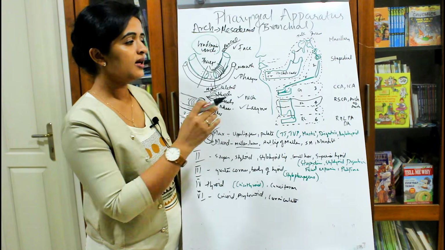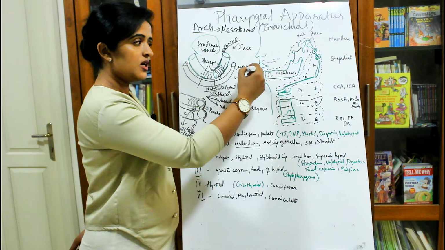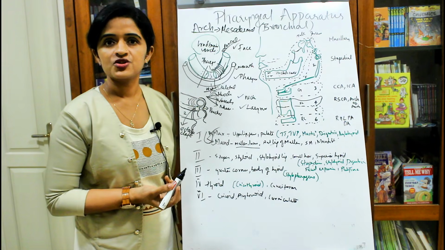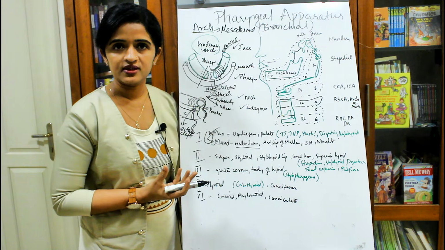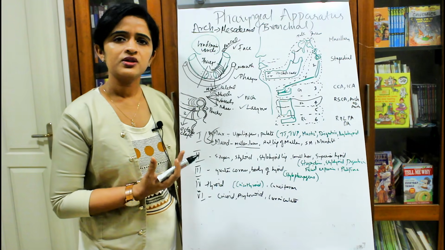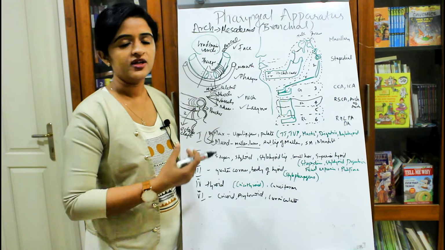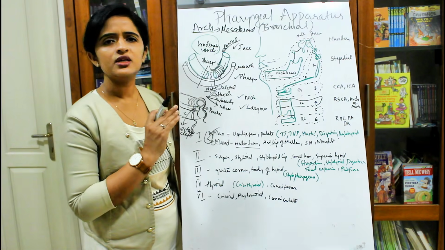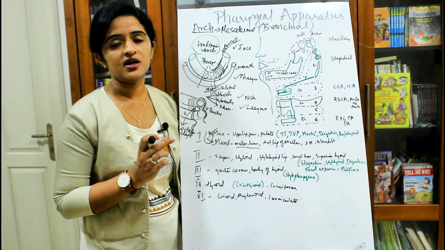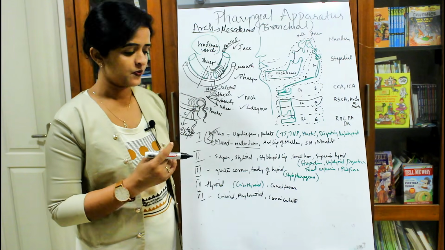Now let's move on to the second arch. What are the second arch derivatives? So first arch you can call it as mandibular arch, since mandible is the major component in that region. The second arch is known as hyoid arch. Why is it called hyoid arch? Because again the hyoid bone is a major component in the second arch. So only these two arches are actually named arches. First is the mandibular arch and the second one is hyoid arch.